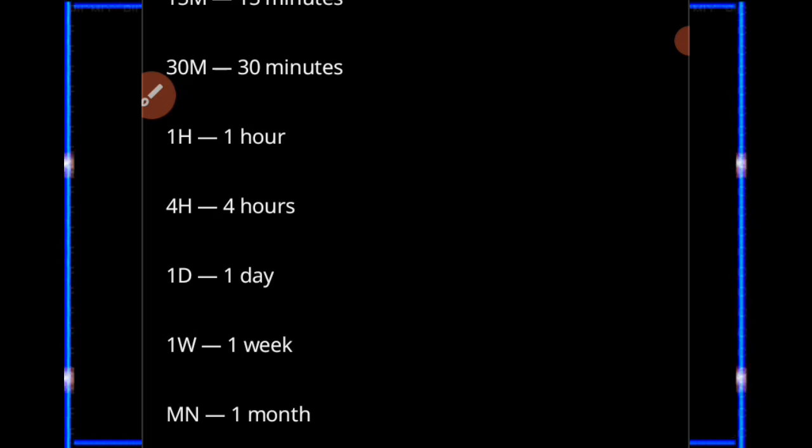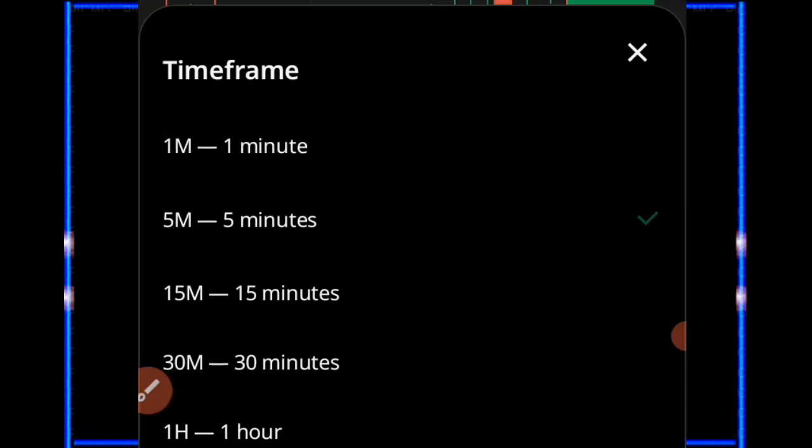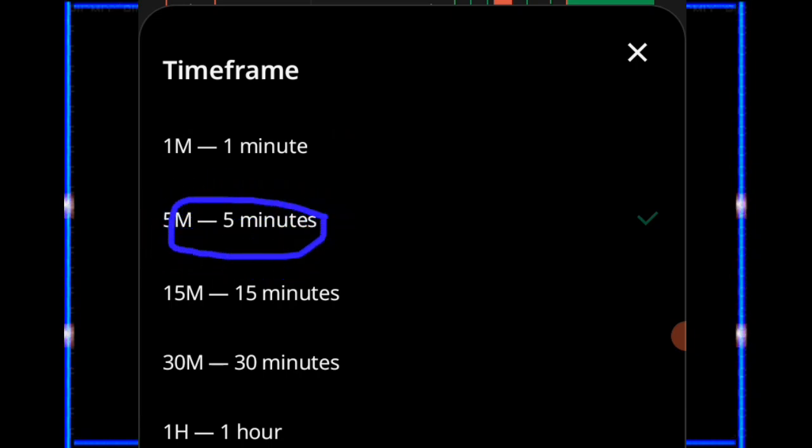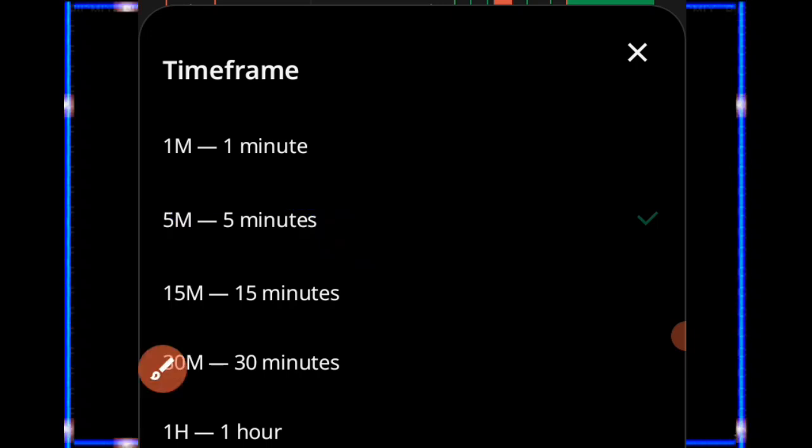Now, if you are a scalper, a scalper means you want to trade to gain fast or quick profits. Most scalpers aim from the 1 minute chart here to the 5 minute chart here. This is what we call scalping. We aim for those small profits.